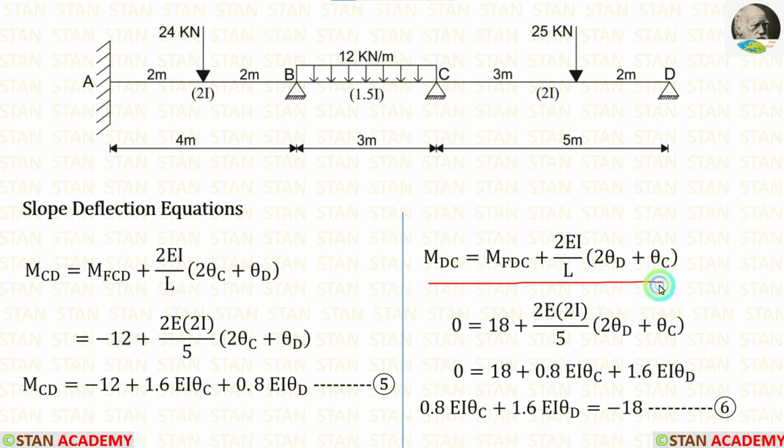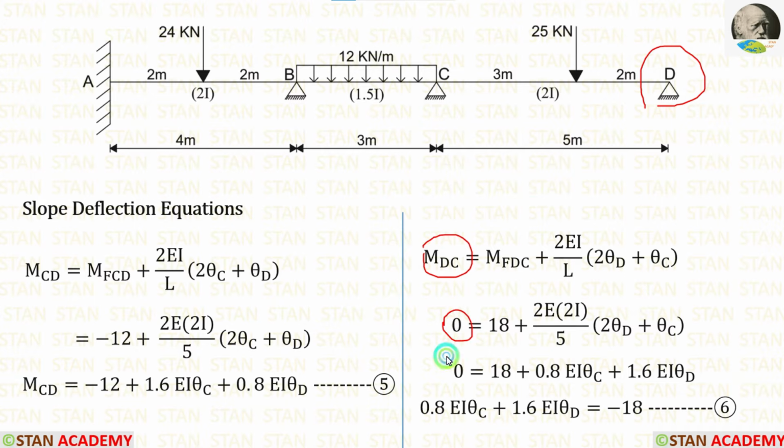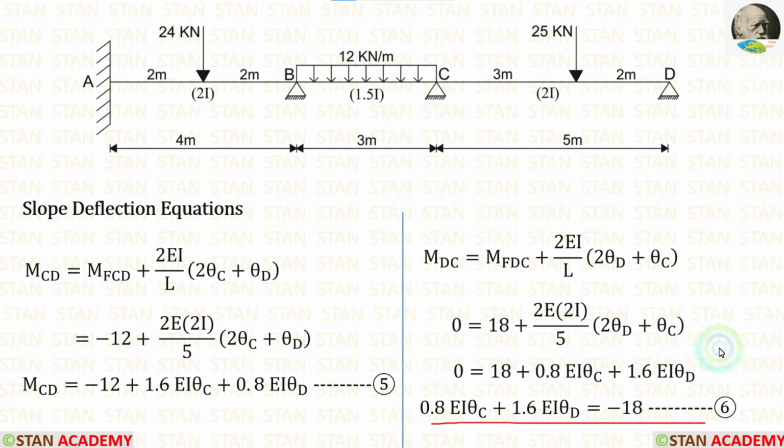In this equation, let us make the first equilibrium equation. We have already seen in the point D, there will be no moment. So MDC is equal to 0. Instead of MDC, let us apply 0. Then let us take this 18 on the left side. It will come as negative. This is our first equilibrium equation.